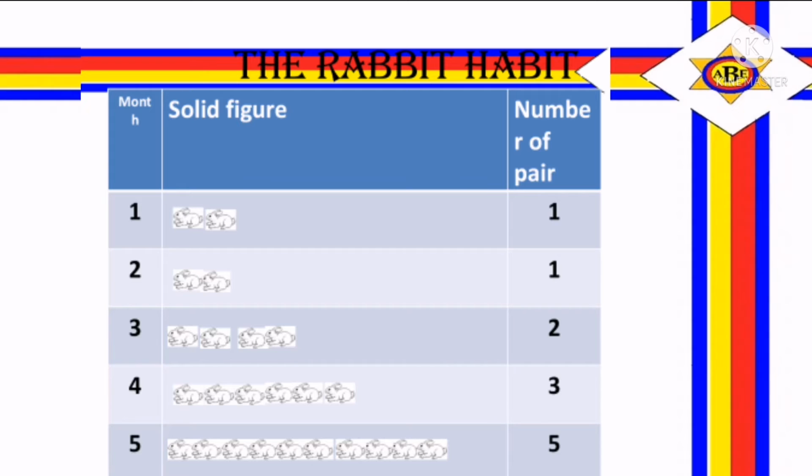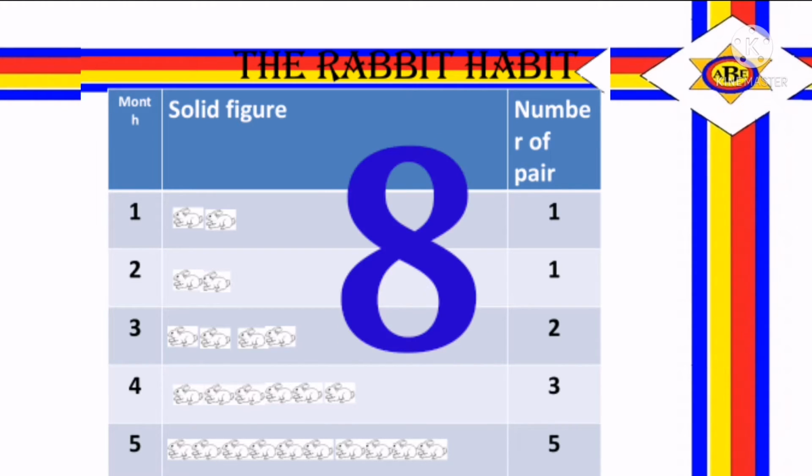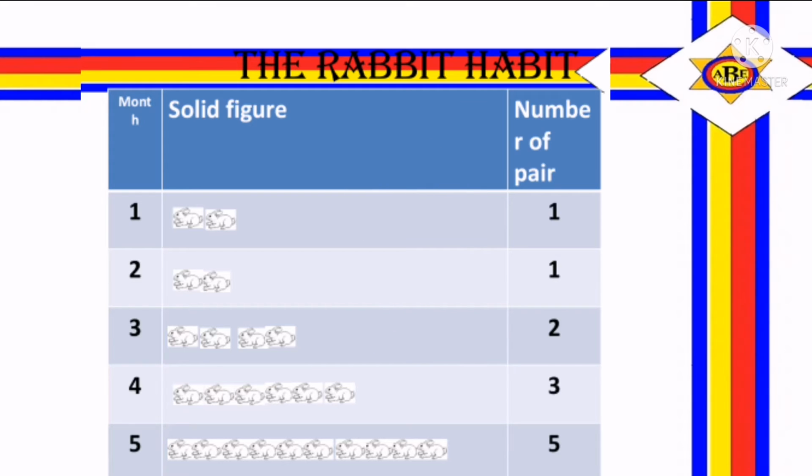So, in this case, what have you noticed with our column number 3? That is correct. We have Fibonacci sequence. If we have a Fibonacci sequence on this table, what would be our number of pairs of rabbits on the 6th month? If your answer is 8, then you got the correct answer.